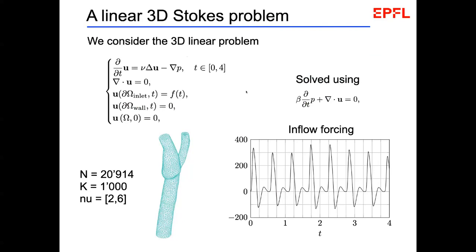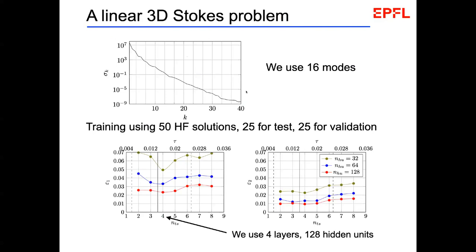Now, there are a couple of things that we have to understand. First of all, we have to understand how many modes we need in our reduced order model. You can do standard ways of doing that. We use 16. Okay, so for 16, we should have an error of the order 10 to the minus 3, something like this, which is probably enough. And the second question that you have to ask yourself is, well, these LSTMs, they have a number of cells, and they're somehow related to the length of the time history. But how many cells do you need?